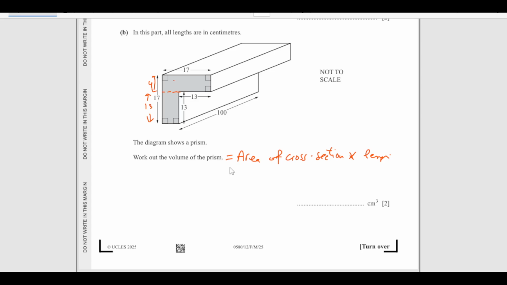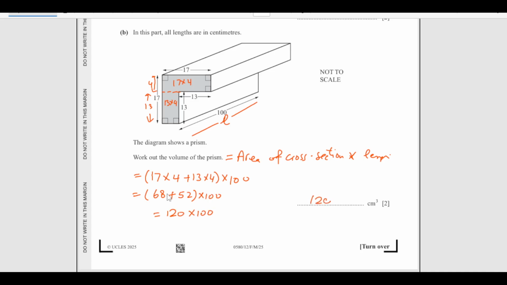So area of this part is 17 times 4, and this is going to be 13 times 4, right? So area of cross section is 17 times 4 plus 13 times 4, times length. Length is this one here, from here to here. This is 100. Okay. So now 17 times 4 is 68, plus 52, times 100. So this is 120 times 100.